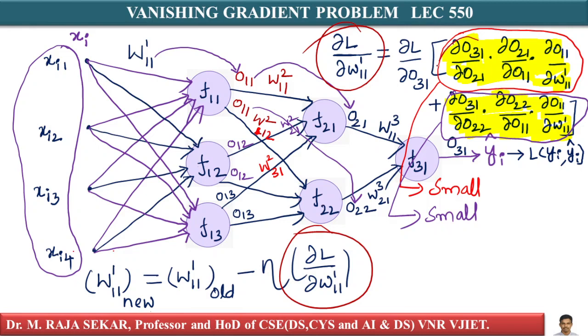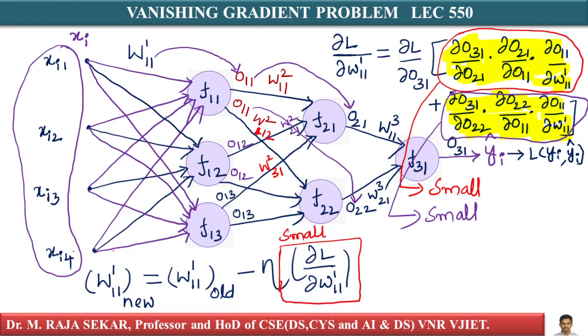But here, this one is small, this one is small, this one is small, this one is small. All these numbers are very small. All these partial derivatives are very small, isn't it? Therefore, ∂3 1/∂2 1, all these are small. All these values are small. Therefore, ∂L/∂w11 is also small.